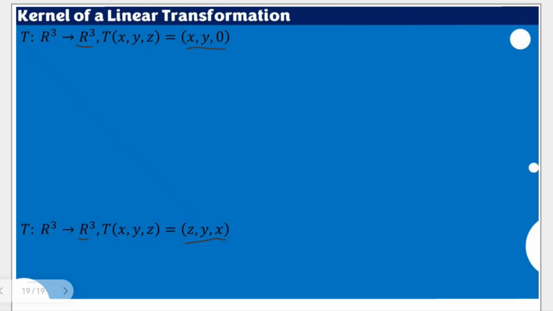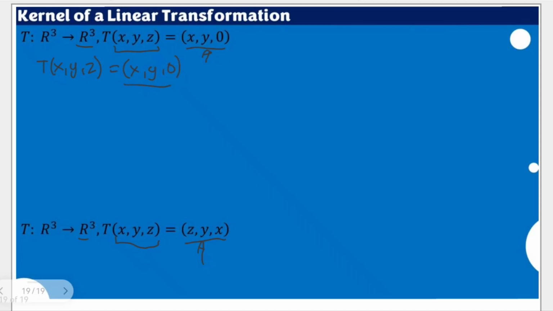In short, we just need to find the values of this vector which could give us this entire result as the zero vector. So how do we solve this? Simply take the linear transformation of x, y, z. Take note, we are going to solve for the values of x, y, and z that will make this the zero vector. So this is equal to x, y, and 0.